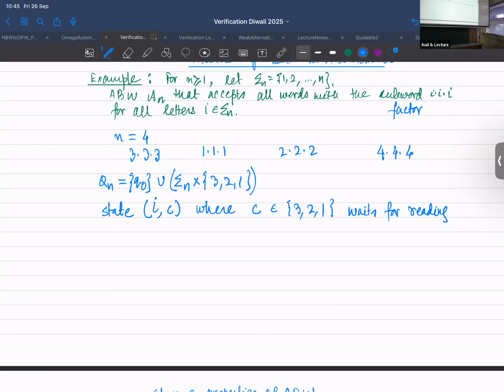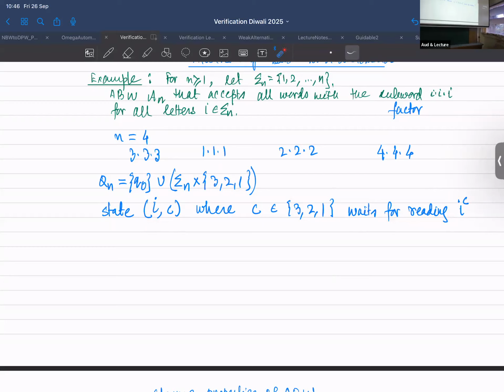For reading I^C, it's a bit difficult to understand what I'm saying. The state I^C waits to read C many I's contiguously. Right? So this is what it means. The state I^C waits for reading C many I's.